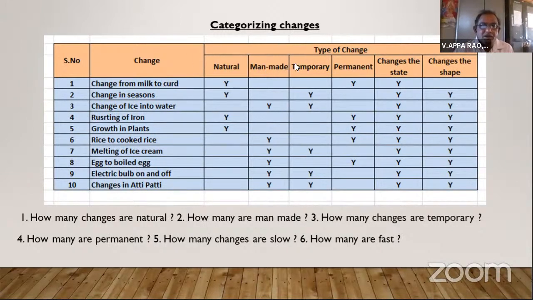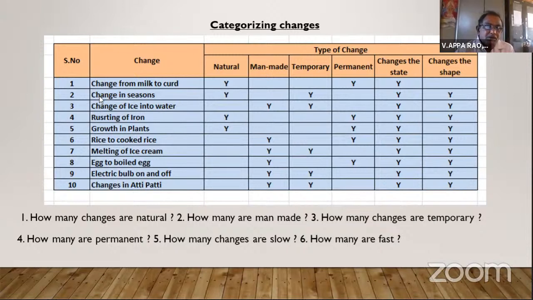Categorize the changes by type of change. The change from milk to curd is a natural change, a natural thing, and a permanent change. It also changes the state of milk to curd. In this change, it changes the shape, not.